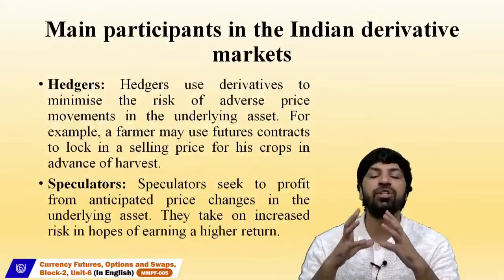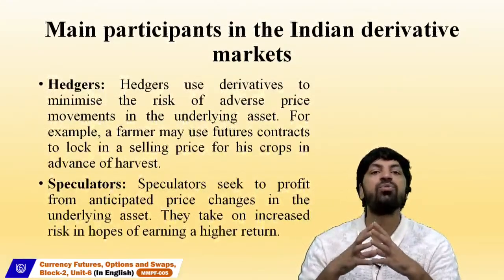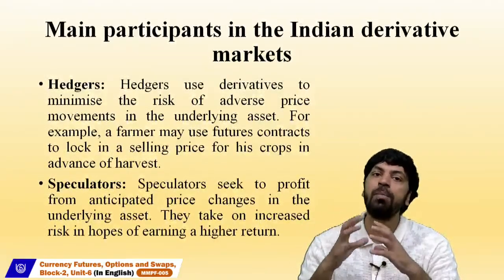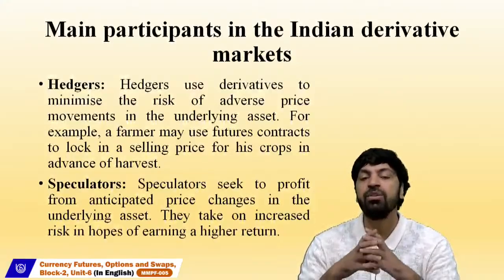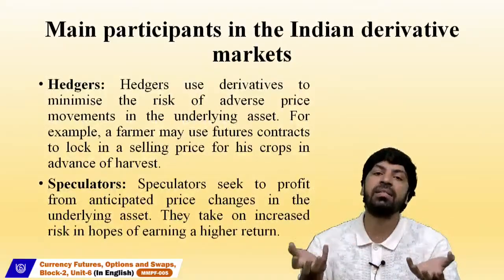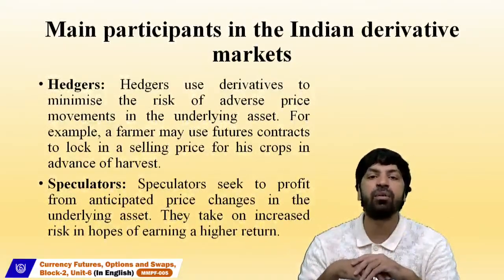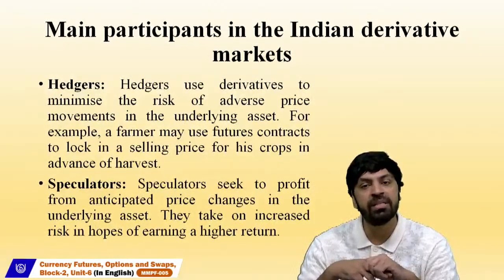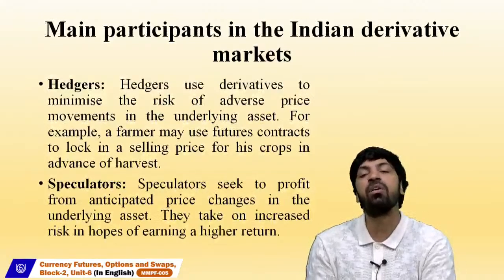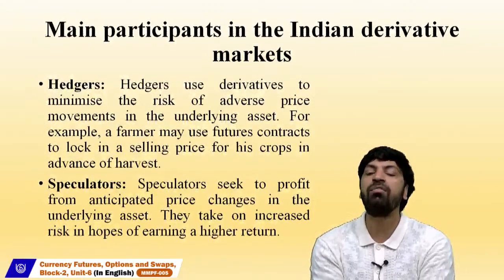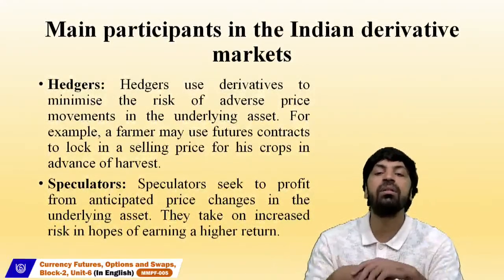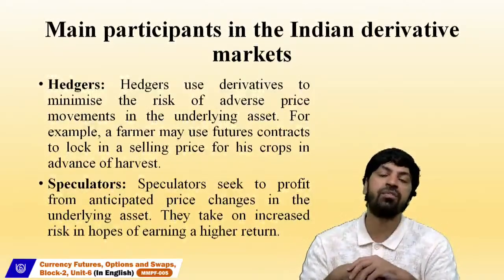A farmer may use futures contracts to lock in a selling price for his crops in advance of harvest. So if an individual, say a farmer, would like to protect the price of his crops in advance of harvest, he would enter into a forward contract, and hedgers always work for protection against such fluctuations, including in the exchange of currencies.